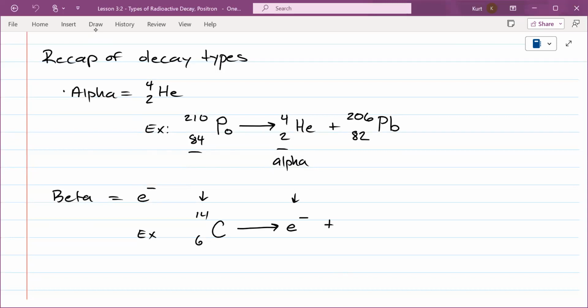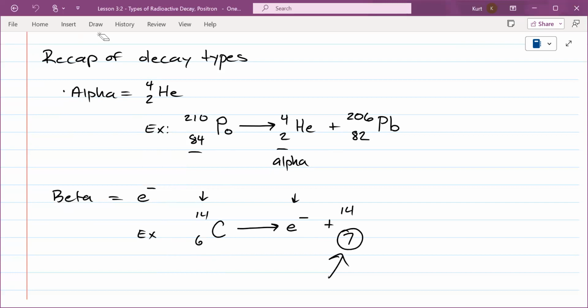This is 14. This is 0. There's really no mass there. So if the left side is 14, what must the right side be? 14. Now the charge of an electron is -1. On the left side, we have 6. What must this number be, where -1 plus x equals 6? 6 plus -1 equals 6? 5 plus -1 equals 6? Nope. What is it? 7.